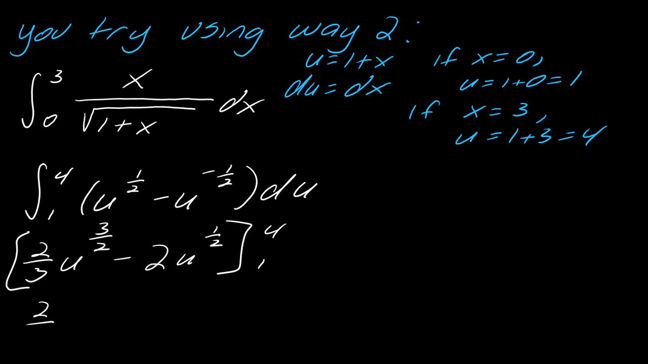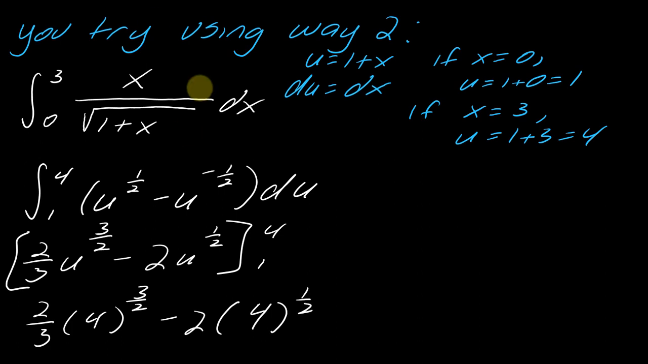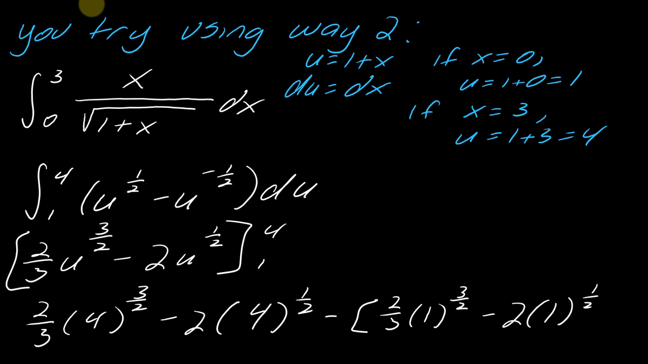And so then I'll get 2/3 times 4 to the 3/2 minus 2 times 4 to the 1/2. So don't forget you're plugging 4 into both pieces here. And then you're going to subtract off plugging in 1. So this becomes 2/3 times 1 to the 3/2 minus 2 times 1 to the 1/2. So I have to evaluate all this, and I'll ultimately still get to the same thing. So my answer will still come out to that 2.67.